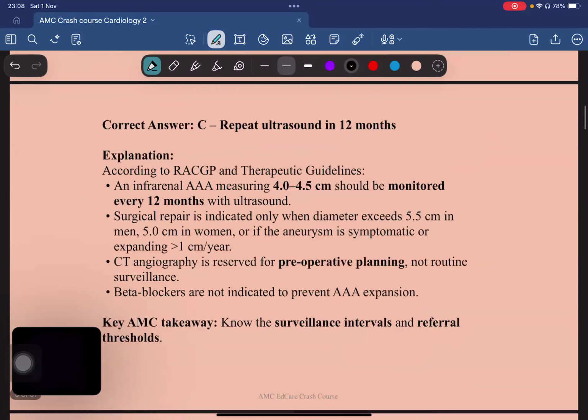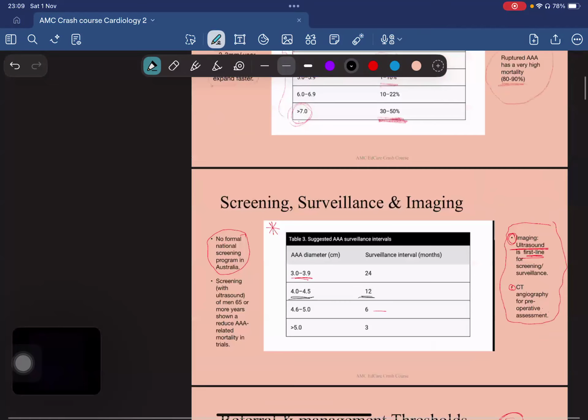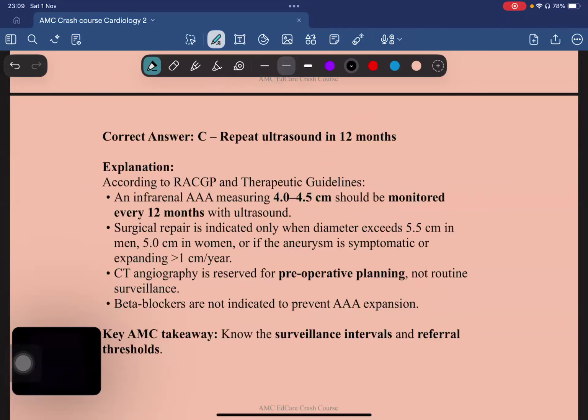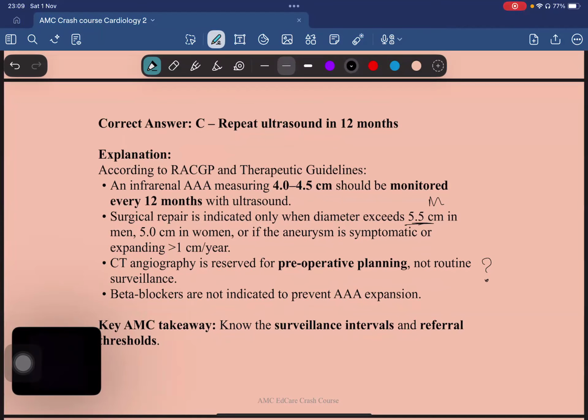So the correct answer is C, repeat ultrasound in 12 months. The explanation is obvious according to the guidelines that we just read. An aneurysm measuring 4 to 4.5 should be monitored every 12 months with an ultrasound. It is just this table. Surgical repair is only indicated when the diameter exceeds 5.5 for men, don't forget that, and 5.0 for women, or if the aneurysm is symptomatic, or if it's expanding 1 centimeter per year. We just discussed all of that. We also discussed that CT angiography is reserved for pre-operative planning. It's not the routine screening method. For routine screening, what did we do? We just discussed it a little while ago.